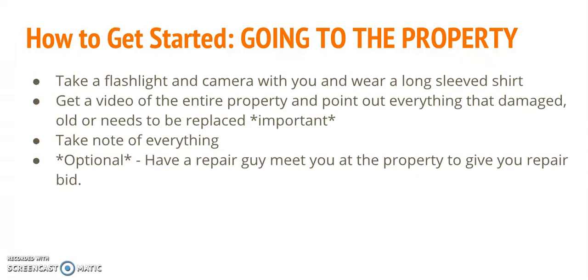And here are some tips for actually going out to the property and trying to lock in the deal. So one thing for sure, guys, definitely make sure you take a flashlight and a camera with you. And you preferably want to be wearing a long sleeve shirt so you don't have to worry about bugs or getting anything on you, because it can be pretty dangerous. So definitely make sure that you are prepared with a flashlight so you can actually see. Make sure that you have a camera so you can take that really good video and some pictures. Get a video of the entire property.